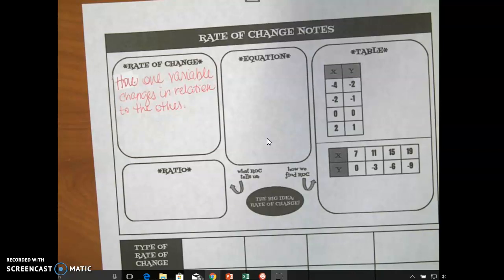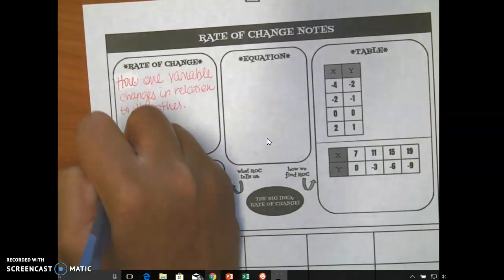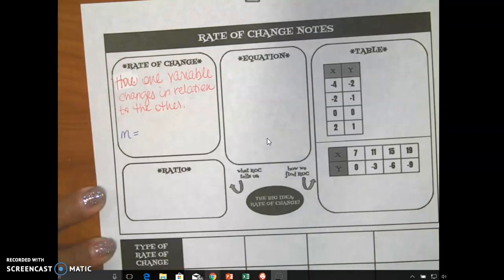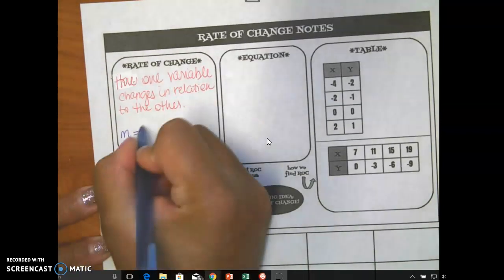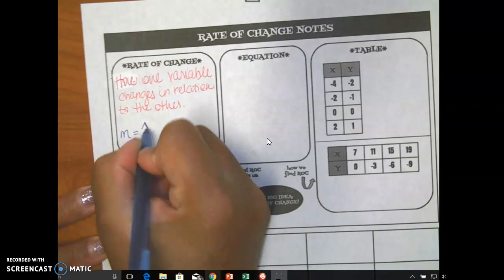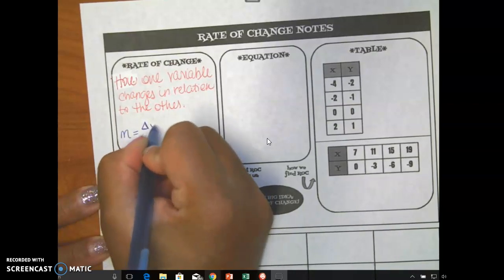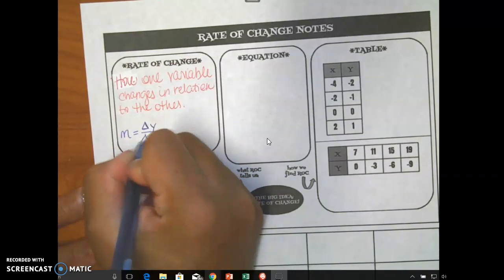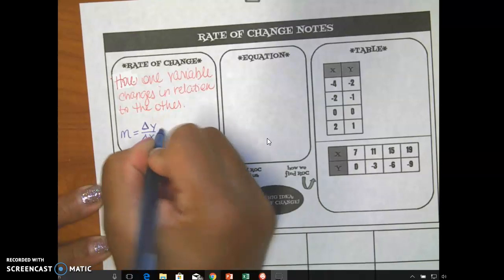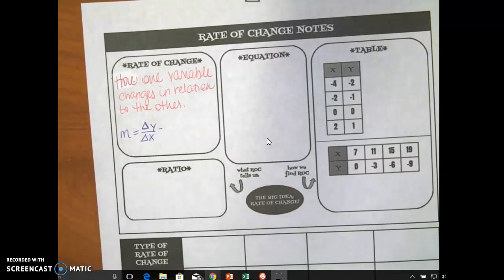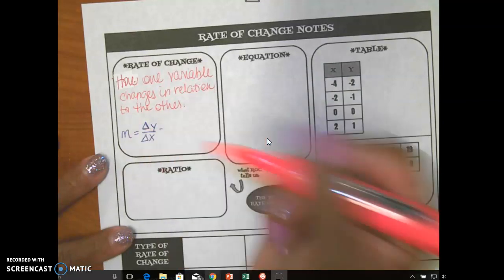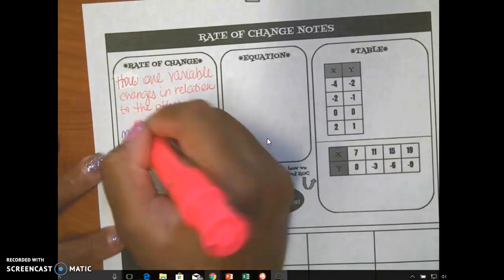Now, when I give y'all formulas and stuff like that, please put them in a box. I'll show you what I mean. So, M is my rate of change letter. That's just the letter that they chose to use. M equals delta Y over delta X. Delta is a Greek letter. It's a triangle, but it's called a delta.